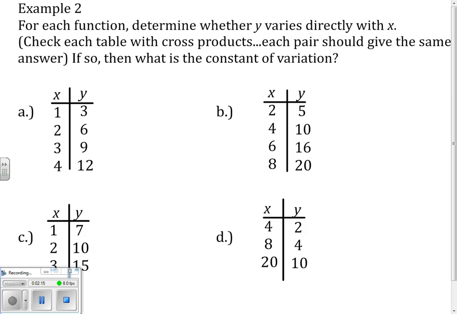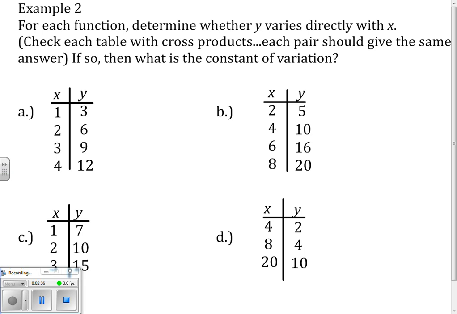If you look at example 2, they're going to give you a table and ask you to determine if y varies directly with x. And in order to do that, we're going to check cross products. Cross products are multiplication problems that cross diagonally. And so you want to check the products and make sure that they're equal. You want to do it a couple of times throughout the table to make sure that you're good to go before you move on.